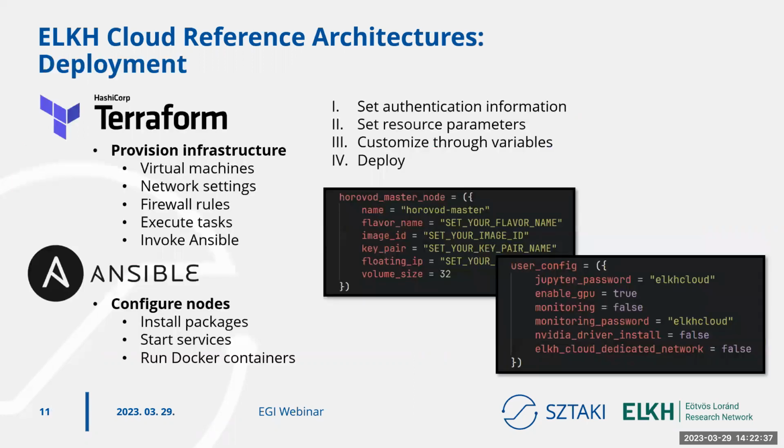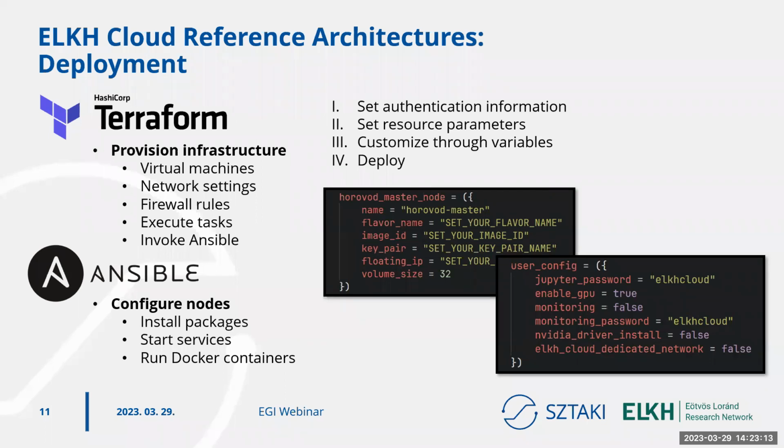A little bit about the background of how these reference architectures work. I mentioned that some of our main tools are Terraform and Ansible. We use Terraform in order to provision the infrastructure. Basically, this means the creation of virtual machines, network settings, and firewall rules. And we also use Terraform in order to invoke the second part of the process with Ansible. So this means basically that the user can deploy their infrastructure with a single command.